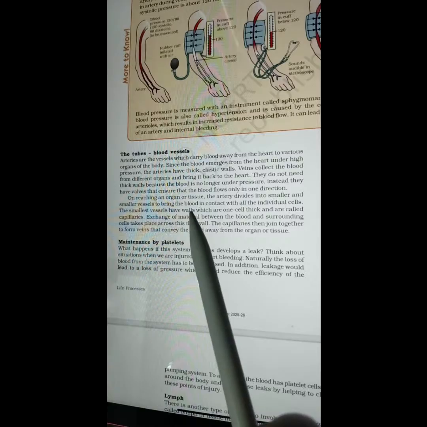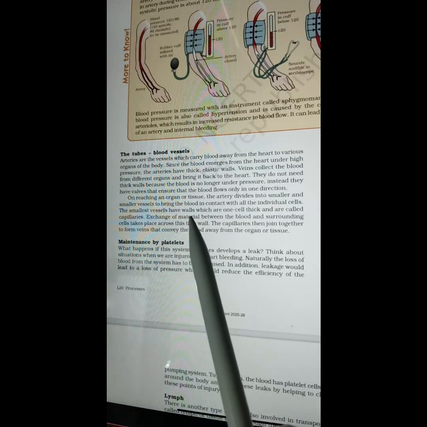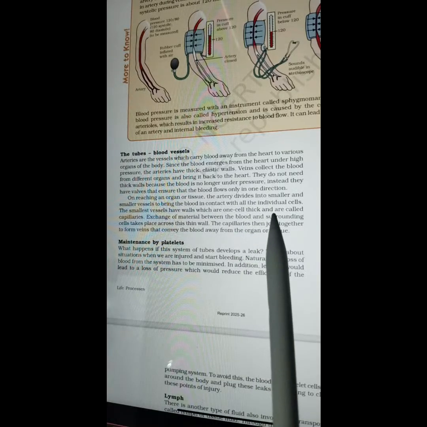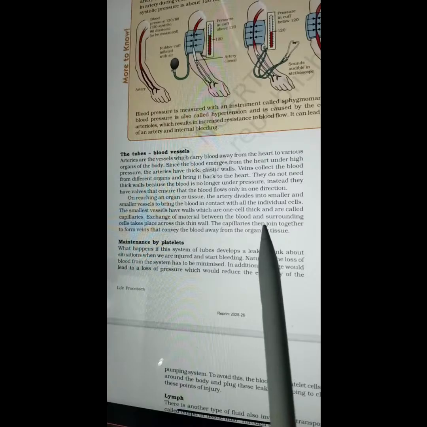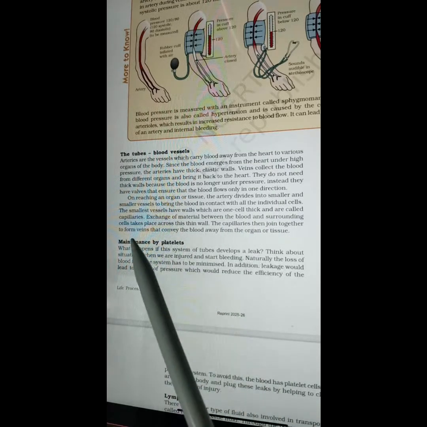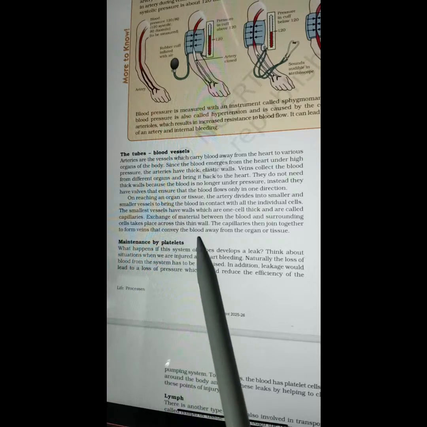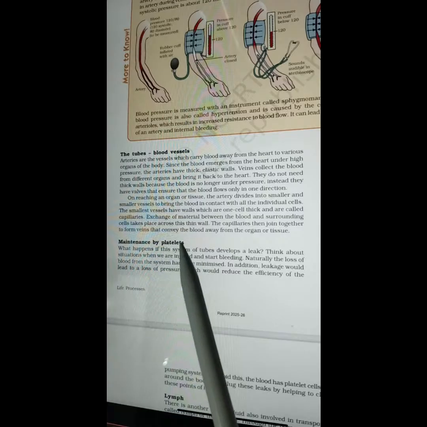On reaching an organ or a tissue, the artery divides into smaller and smaller vessels to bring blood in contact with the individual cells. The smallest vessels have walls which are one cell thick and are called capillaries. Exchange of material between the blood and the surrounding cells takes place across the thin wall. The capillaries then join together to form veins that convey the blood away from the organ or the tissue.